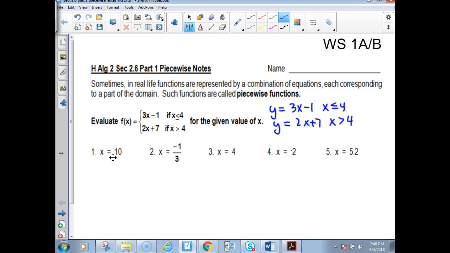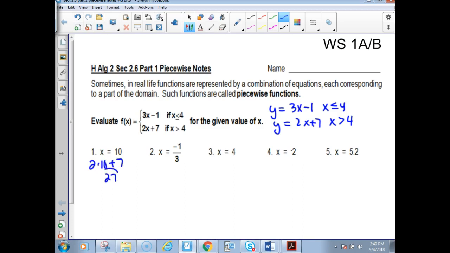So if I want to evaluate the function when x is 10, which one would I be using? You have to know how to read this. If you're not reading this right yet, you need to get on that. If the variable's on the left and the symbol is pointing left, that's less than. If the variable's on the left and it's pointing right, that means greater than. You can put in 10 for the one that says x is greater than 4. That tells me I'm going to use the second equation, so I would be doing 2 times 10 plus 7 to evaluate when x is 10.